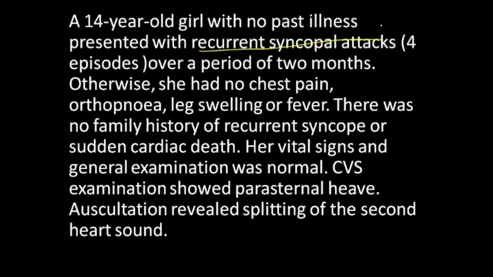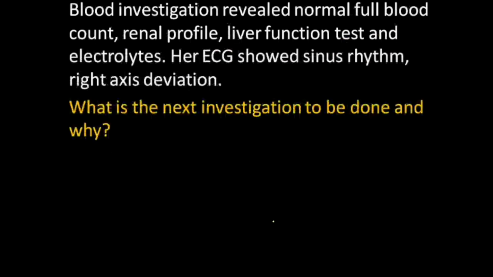CVS examination showed parasternal heave. Auscultation revealed splitting of second heart sound. Blood investigation revealed normal full blood count, renal profile, liver function test, electrolytes. ECG showed sinus rhythm, right axis deviation. What is the next investigation to be done and why?